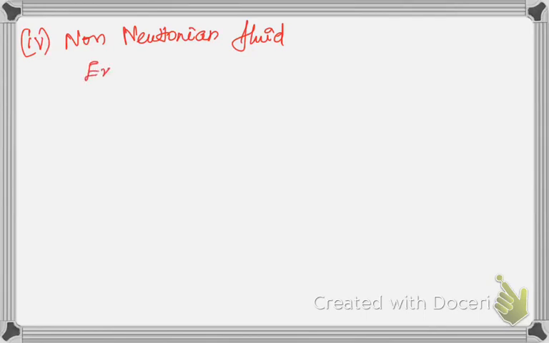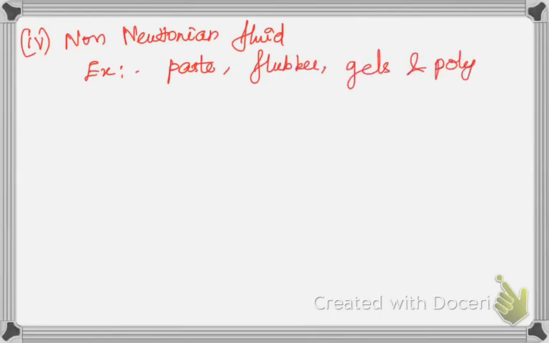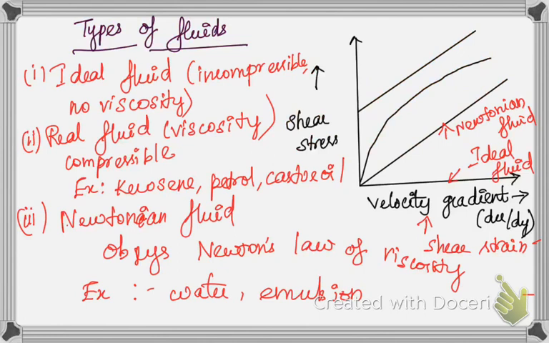The next type of fluid is known as non-Newtonian fluid. It is very simple: any fluid that does not obey Newton's law of viscosity. In Newtonian fluid it obeys Newton's law of viscosity, but here it will not obey it. That is called non-Newtonian fluid. The examples are paste, flubber, gels and polymer solutions. In the diagram, this will be my non-Newtonian fluid.